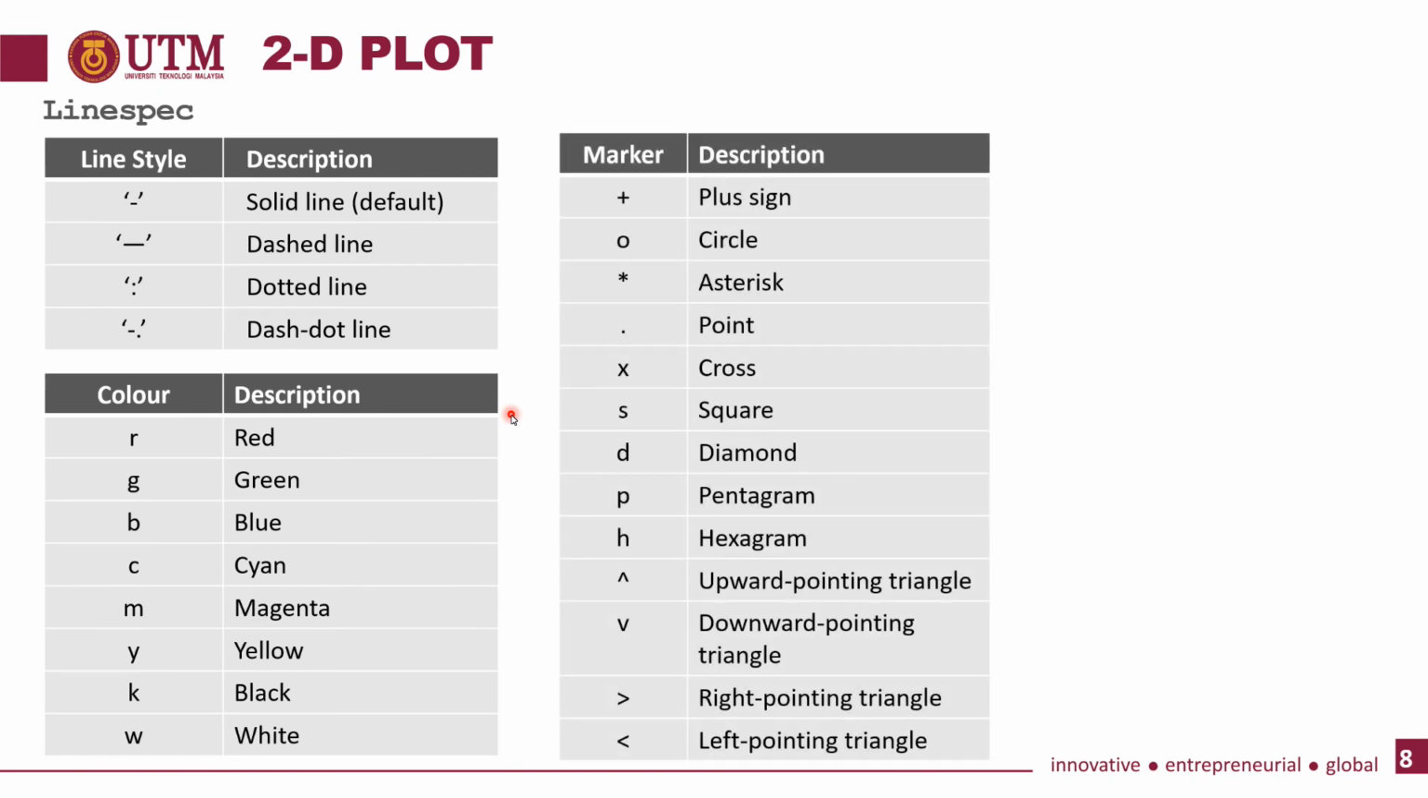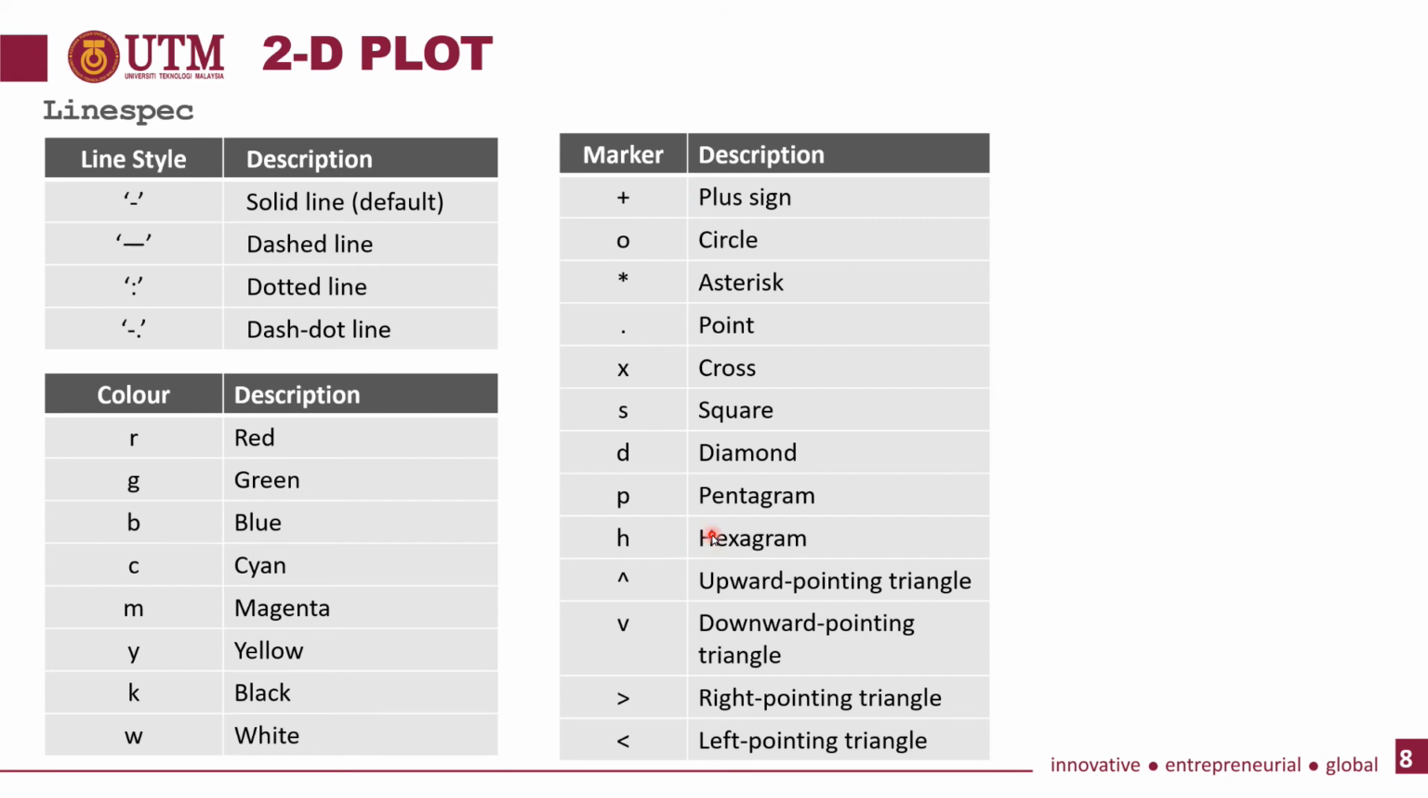Next is line spec. What options are available for you to customize your plot? This is some of the customization that you can get. The first one is the line style: either a solid line, dash line, dotted line, or dash-dot line. In terms of color, you can just put r for red, m for magenta, w for white, and so on. For the marker, you have a total of 13 different markers that you can use in your graph.